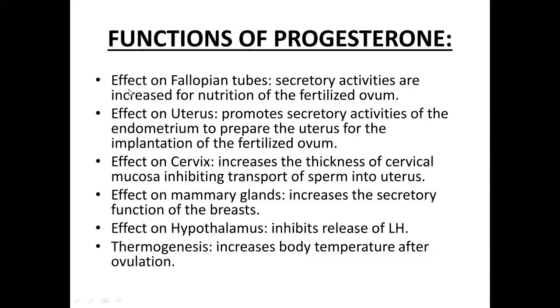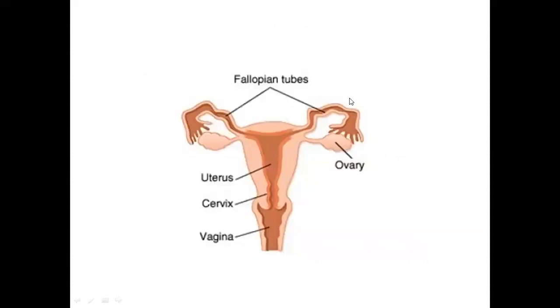The first one, secretory activities are increased for nutrition of the fertilized ovum. So the progesterone helps in the transportation of eggs which are released from the ovary. The eggs will get transported through this fallopian tube and it will get implanted into this uterus. Uterus is nothing but the place where the eggs get fertilized and they start growing into a child.